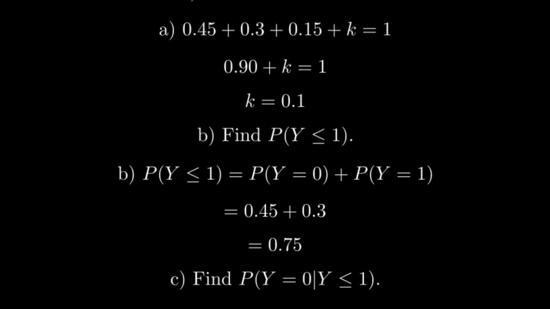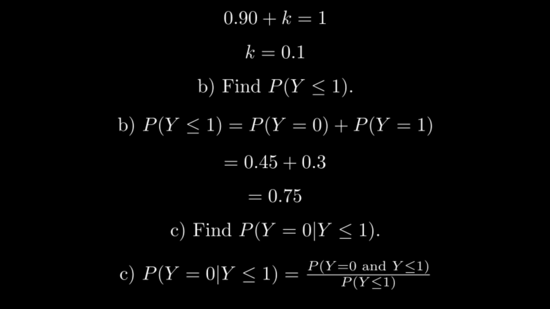The formula for conditional probability is P of A given B equals P of A and B divided by P of B. In our case, A is y equals 0, and B is y less than or equal to 1. So we need to find the probability of y being 0 and less than or equal to 1, and divide that by the probability of y being less than or equal to 1.